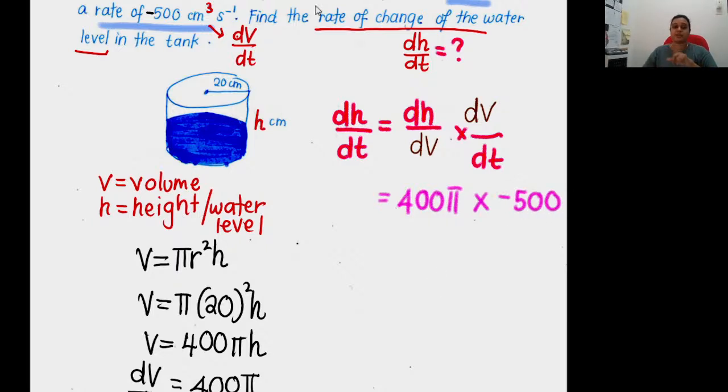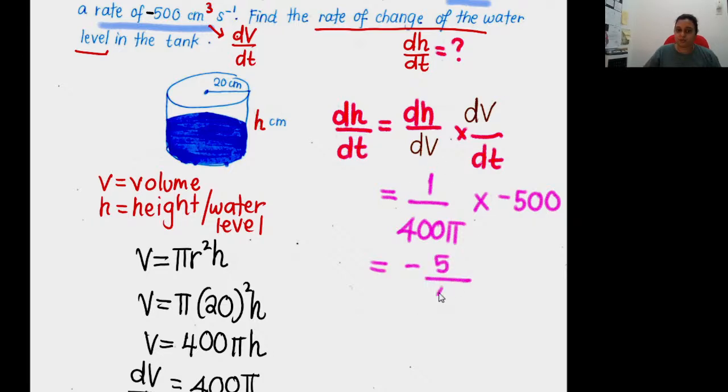Oh, you cannot use 400 pi. You have to flip it, change it the opposite way, because this is dH dV. So it's 1 over 400 pi. You don't have to substitute the pi. Just take 1 over 400 times negative 500, so you get negative 5 over 4 pi. For the units, see your question, which is dH: height is centimeter, time is per second. Okay, that's all.